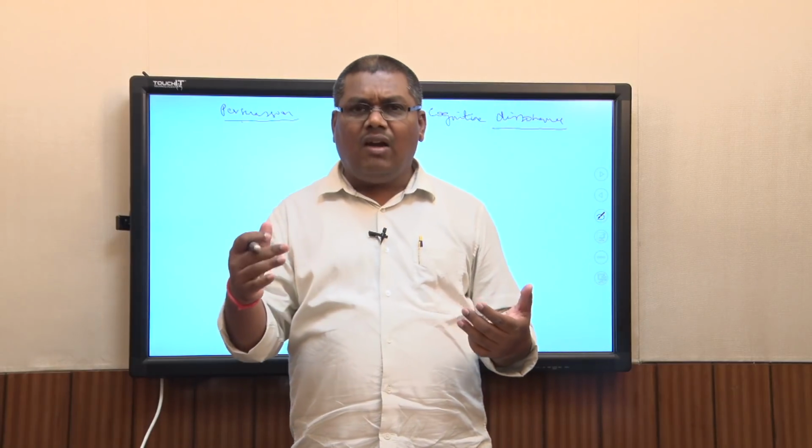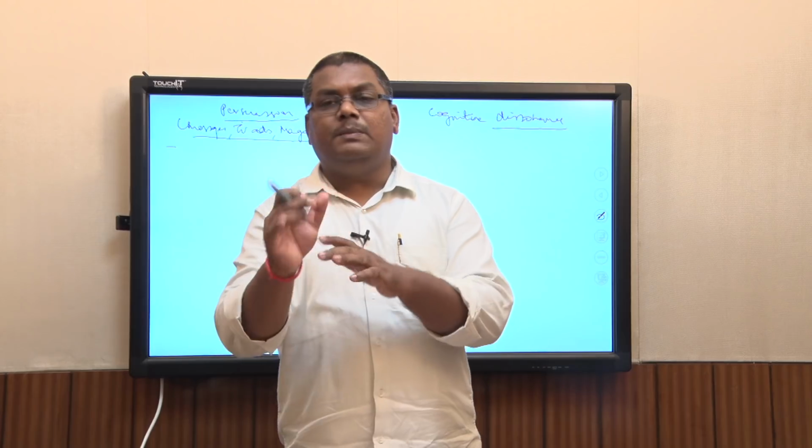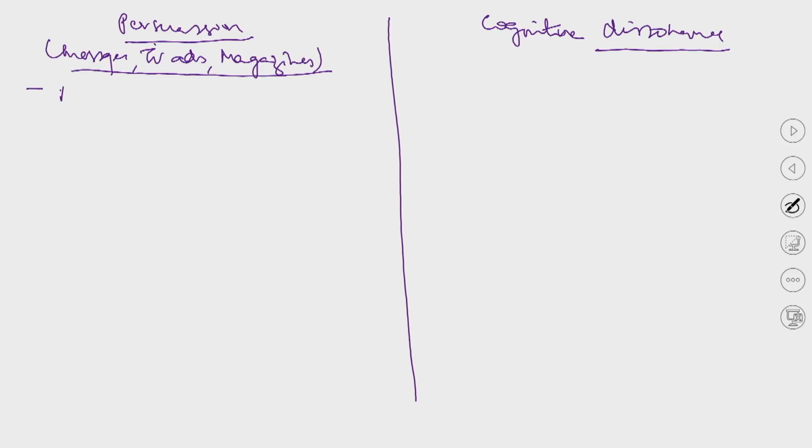So, how does persuasion really work? As I said, persuasion is using messages, TV ads, magazines to change people's attitude. So, what are the factors which help in making an effective persuasion so that people change their attitude? First thing, experts.